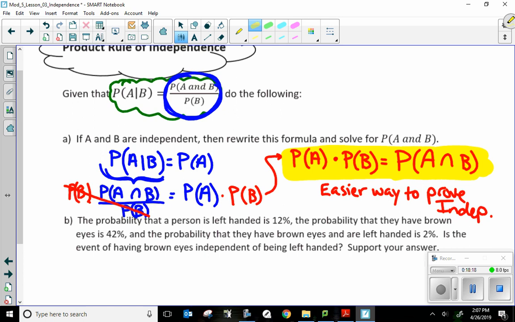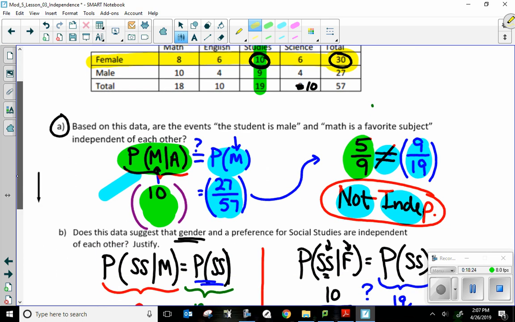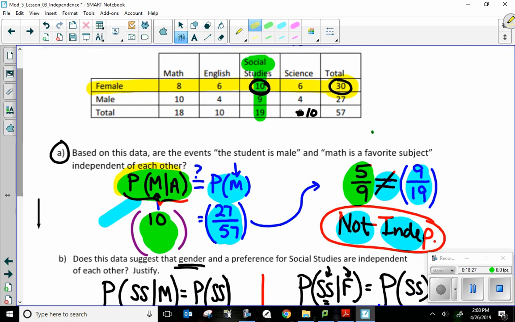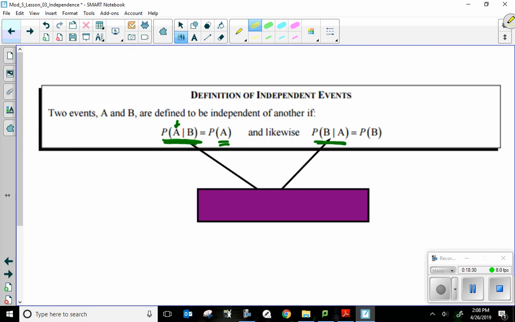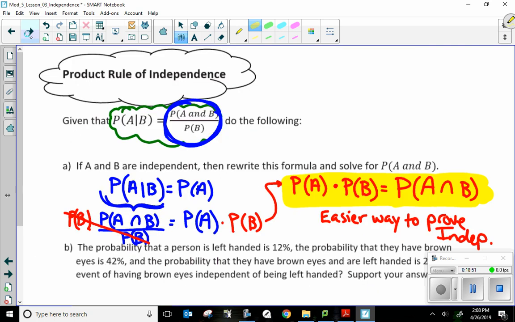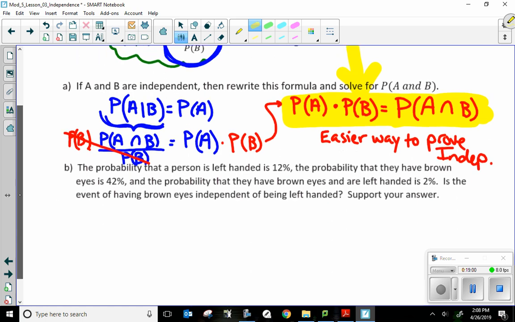Now, what do I tell my students? If they give you the given in the word problem, then use this whole thing. If they don't, then chances are you're going to have to use this thing right here that I've highlighted in yellow. So let's take a look at how that works.